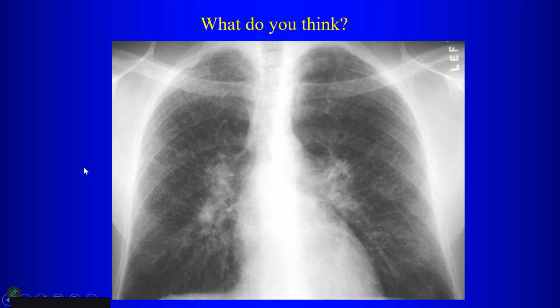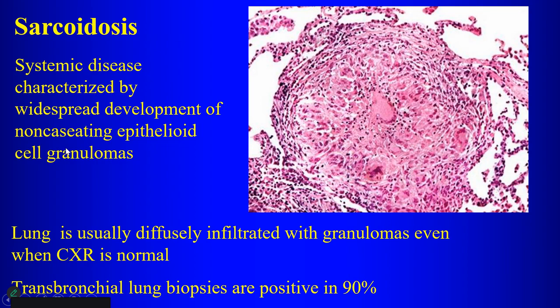So all of that is pointing you towards what? Sarcoidosis. Yeah, so this is an example of sarcoid. Whenever there's hilar adenopathy, especially bilateral symmetric hilar adenopathy, you always have to consider sarcoid. And sarcoid is another granulomatous disease, but here it gives you non-caseating granulomas.